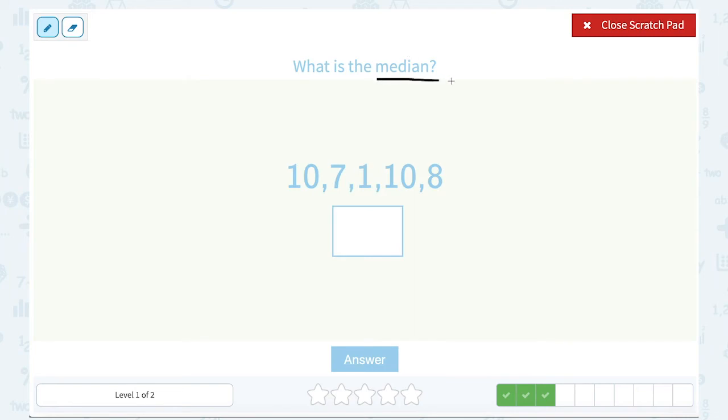Let's find our median here. So my numbers are not in order. That's going to be my first step, list them from least to greatest, starting with 1, then 7, then 8, 10, and 10 again.